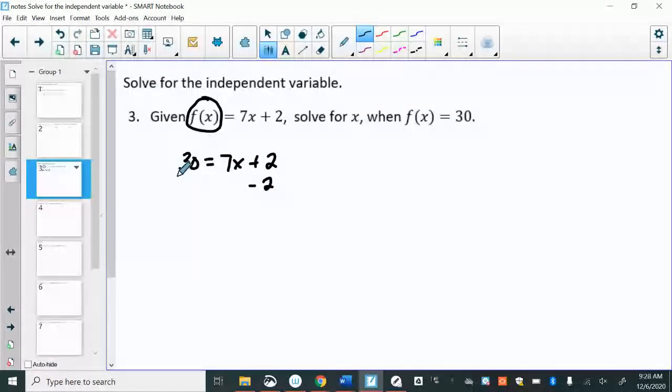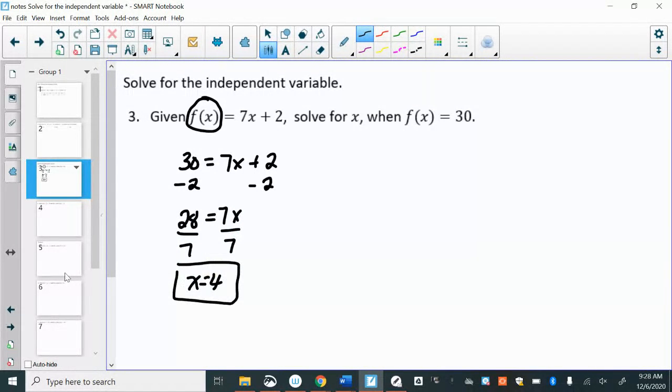I'm going to subtract 2 from both sides, and then divide each side by 7, and we get x is equal to 4. And that's really all there is to it. I'm going to do another example.